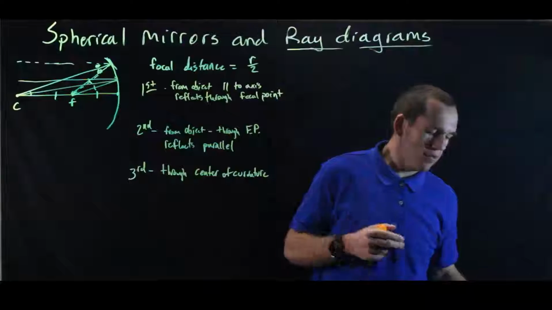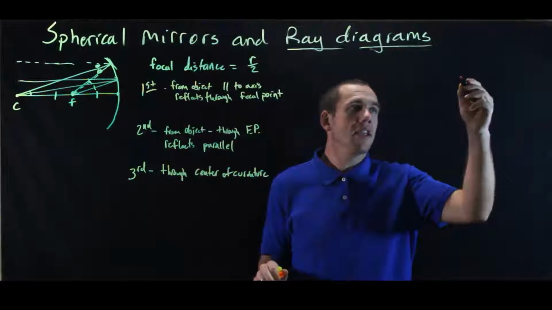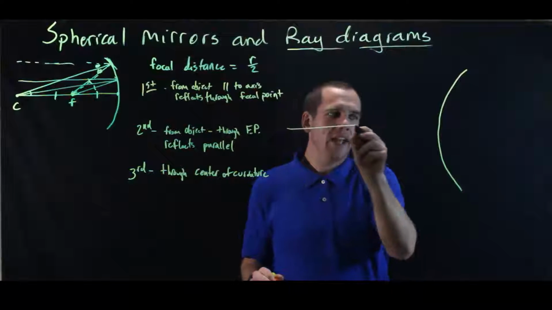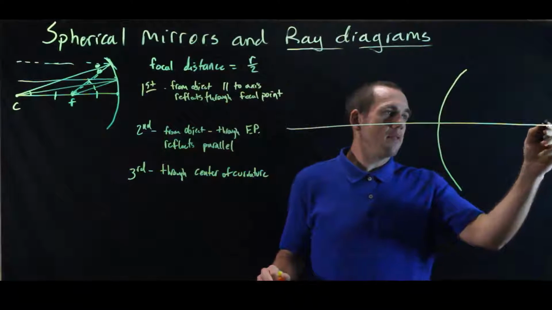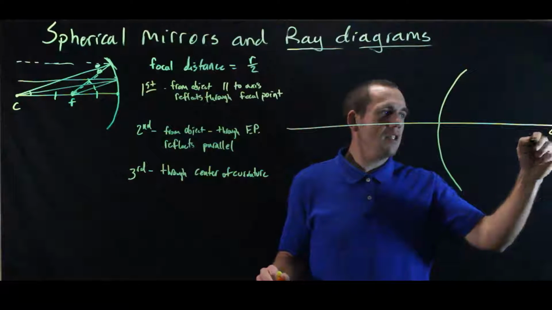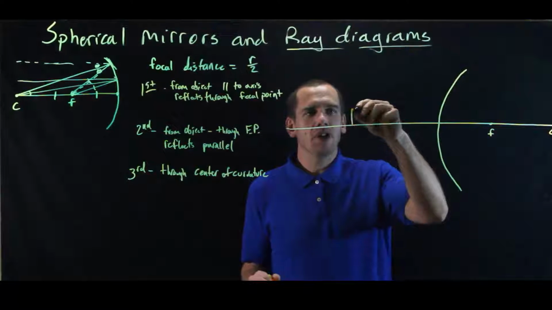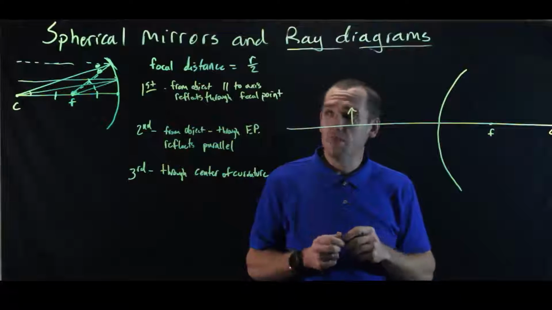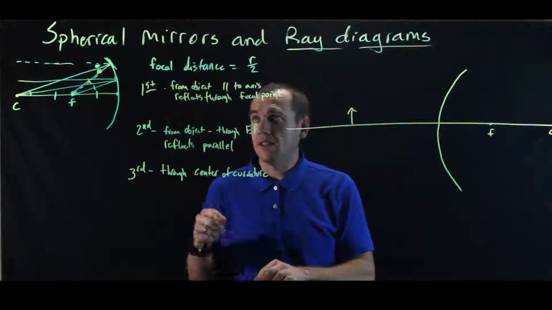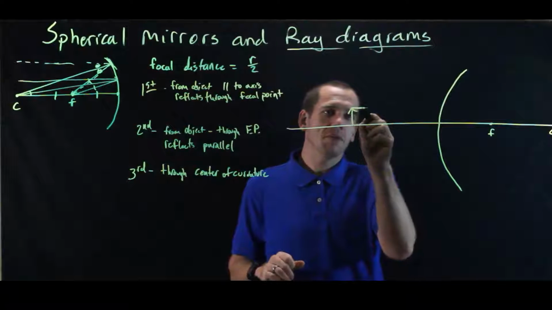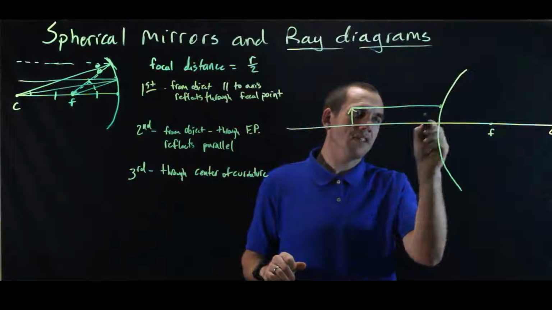Convex mirror also has a radius of curvature and a principal axis. So I'm going to put my mirror here, and I'm going to draw my principal axis through here. Wow, that was bad. I'm going to put my radius of curvature, and I'm going to put my focal point, and now I'm going to put my object right here. Okay? And I'm going to use the same three rays, from the object parallel to the axis.